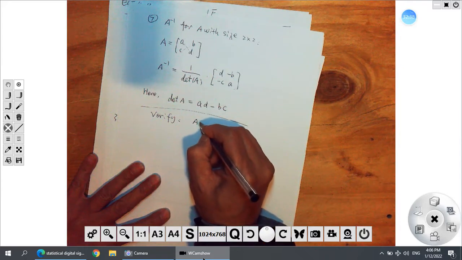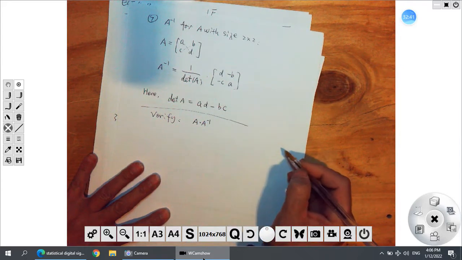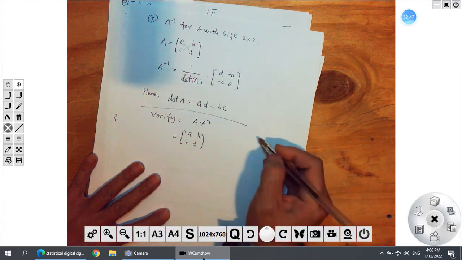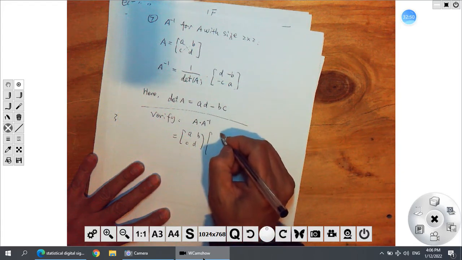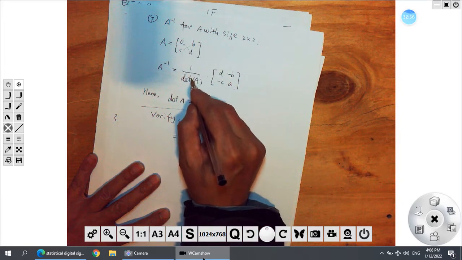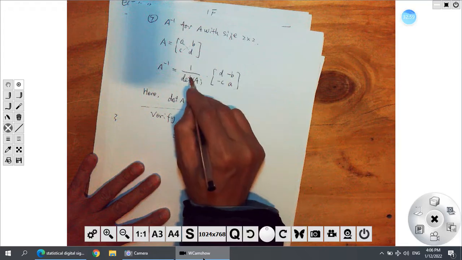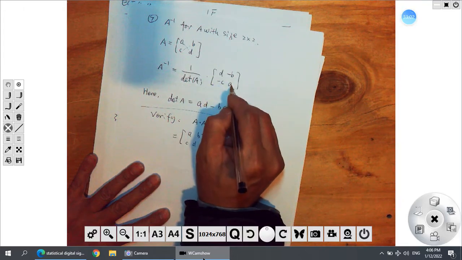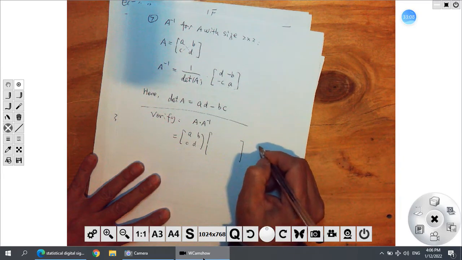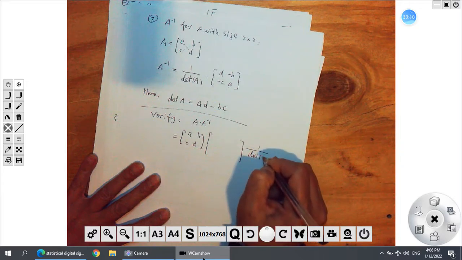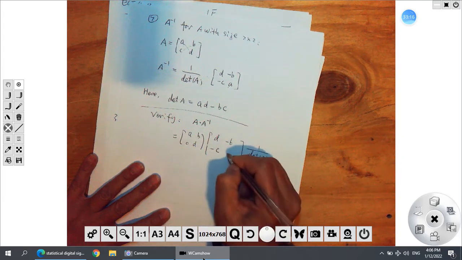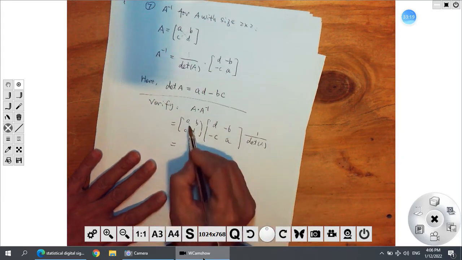A times A inverse. What is that? A is A, B, C, D, and A inverse has this element in front. This is a constant, not a matrix, right? Just a number. Number times the matrix. You can multiply this number into every element, or you can just leave it in the back. It's fine. This is the number, and here is D, negative B, negative C, and A. Okay, we can check this.